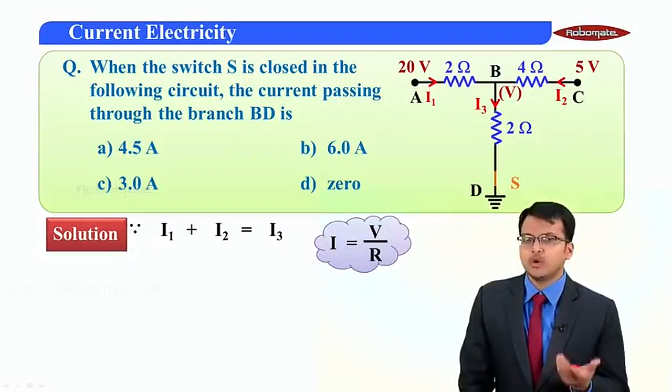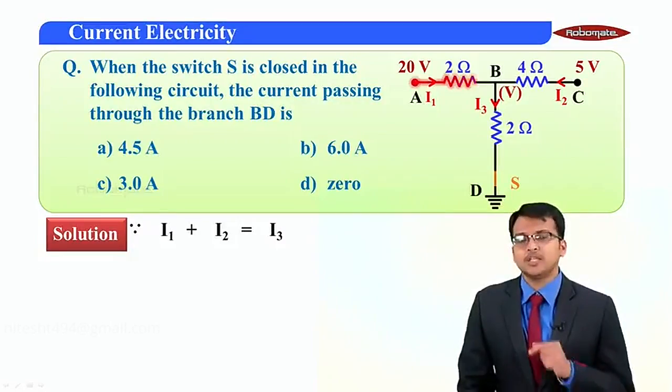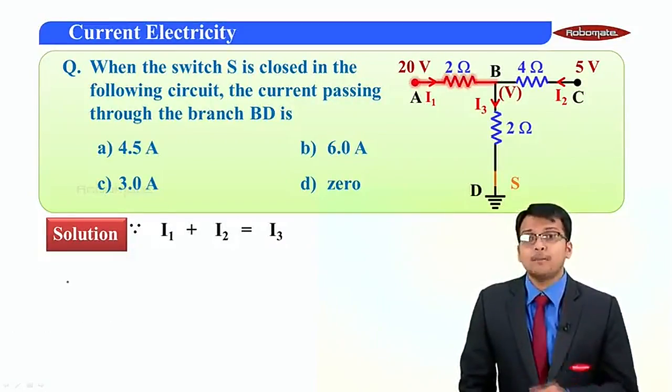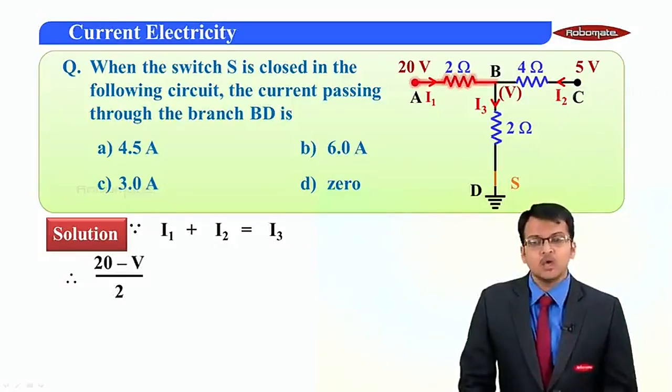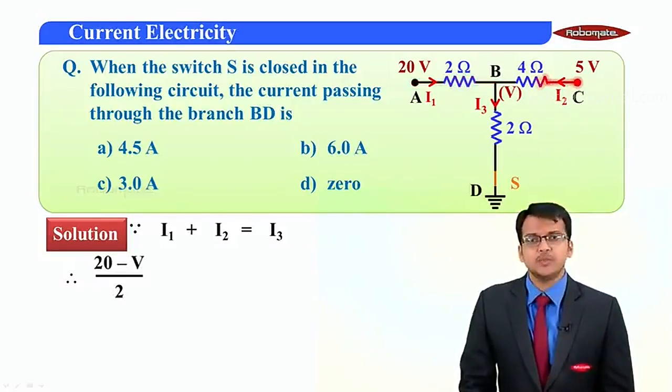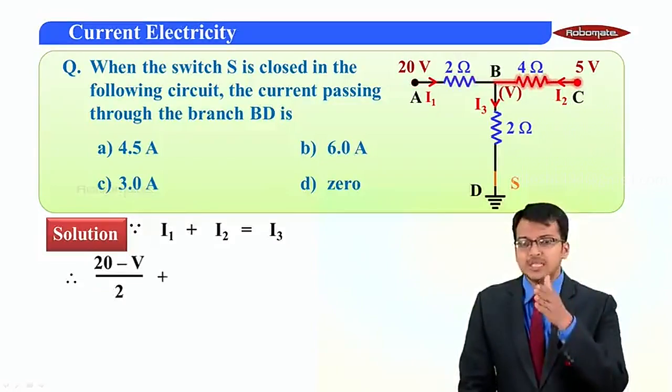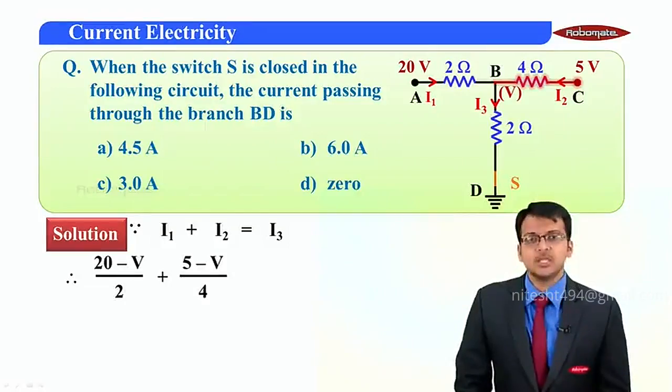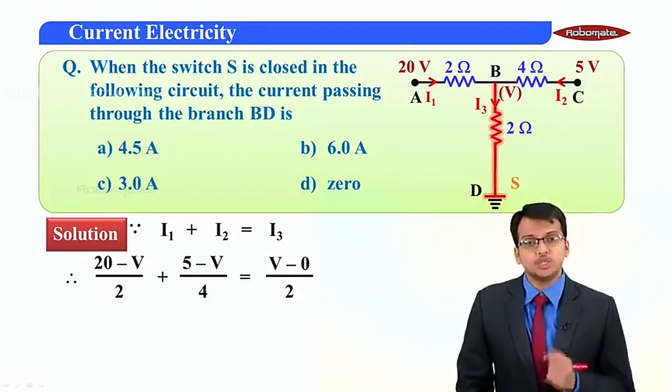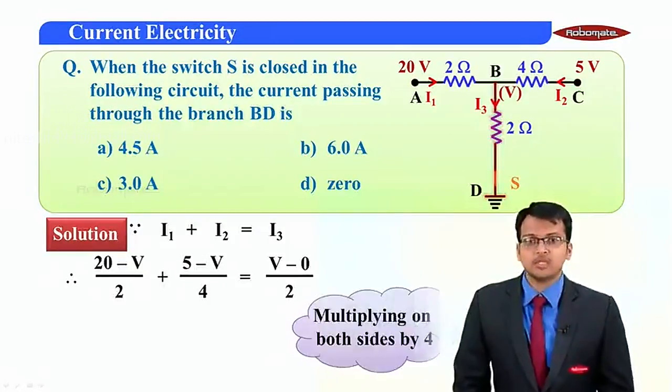Now according to Ohm's law, what should be I1? I1 should be the potential drop across AB upon the resistance. Perfect. What should be I2? Yes, it has to be the potential drop across CB upon the resistance. And what should be I3? Yes, I3 should be the potential drop across BD upon the resistance.